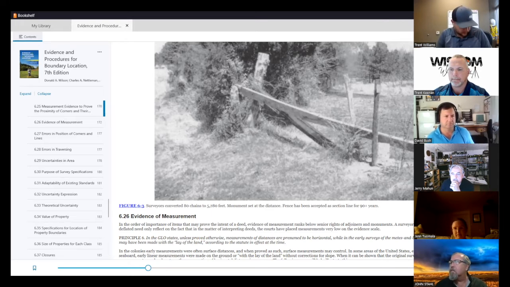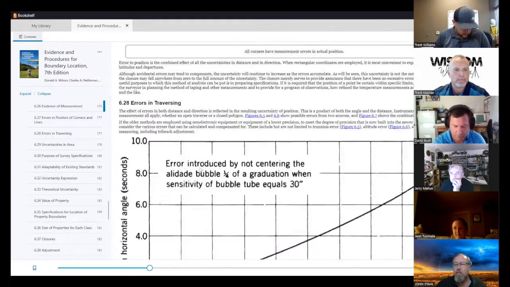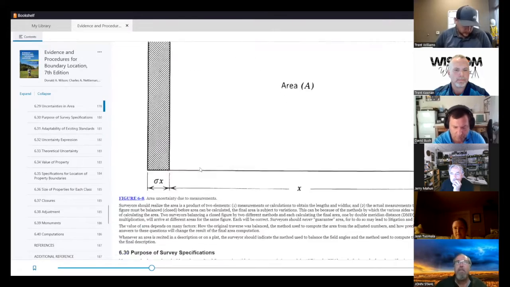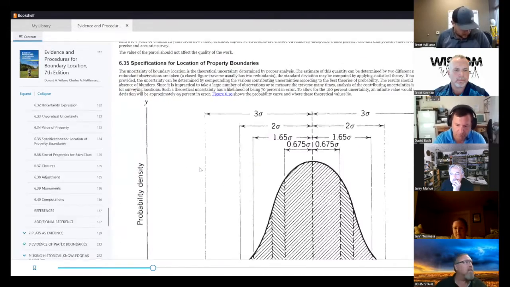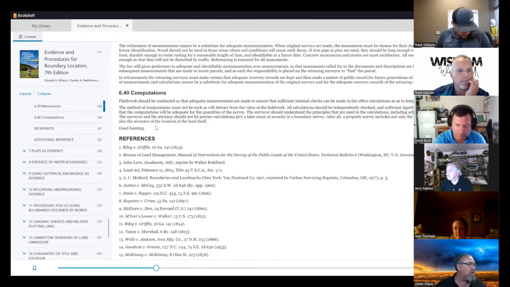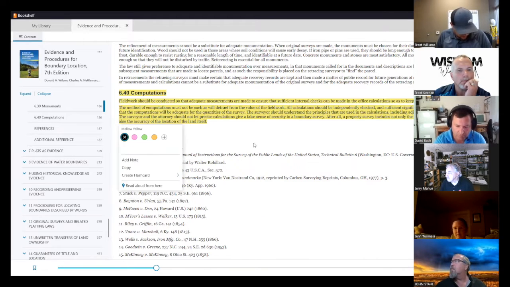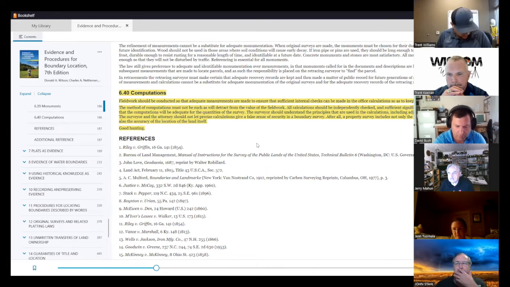Throw out here real fast, 6.40 kind of just repeats what I just went on about here: field work should be conducted so that adequate measurements are made to ensure that sufficient internal checks can be made in the office calculations so as to keep an error to a minimum. The methods of computations must not be such as will detract from the value of the field work. All calculations should be independently checked, and sufficient significant figures must be used so that computations will be adequate for the quantities of the survey.